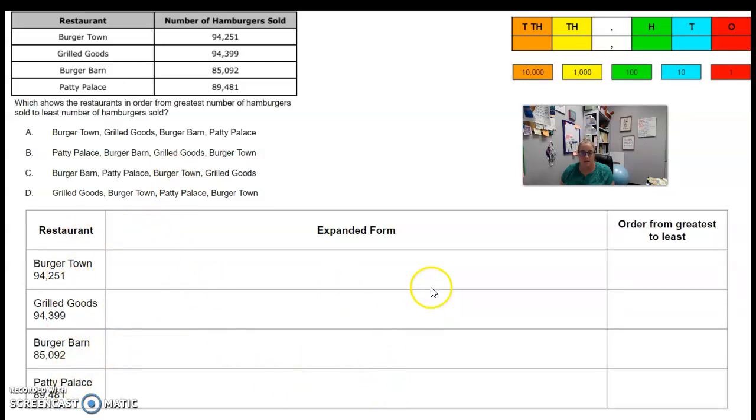We're going to write it in expanded form. And then just as the question asks us to do, we're going to put them in order from greatest to least here. Then we're going to match that same exact order with whichever answer choice we find that is correct.